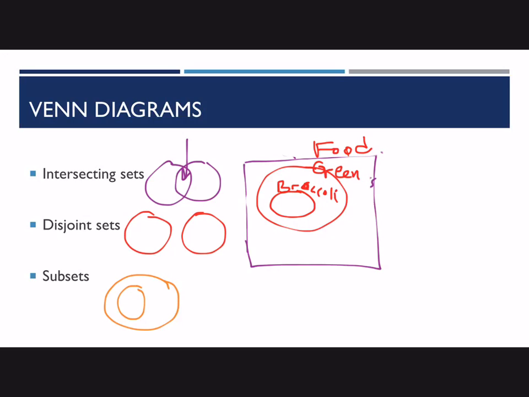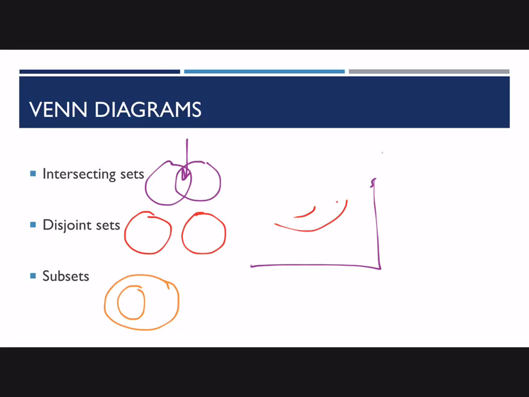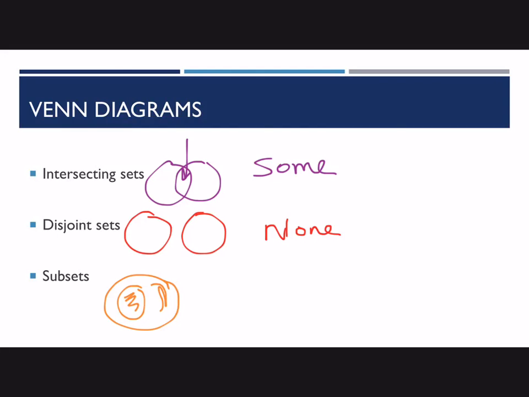If we wanted to describe these relationships verbally or mathematically, in the first situation, if we have intersecting sets, then we would say that there are some things that are in both sets. If the sets are disjoint, then there are no elements in common, so something couldn't be in both of those sets. And in this last case, anything inside of the smaller set is also part of the larger set. So we would say that all things that are in that smaller set are also in the larger set.